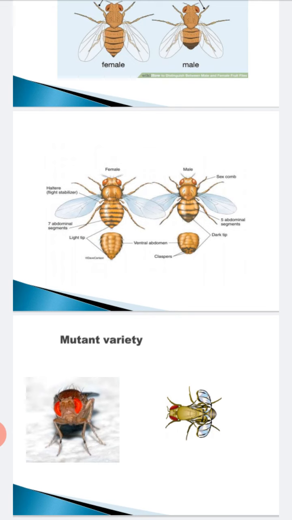So knowing the difference between the male and the female Drosophila, you will be able to study further the mutant character, the theory of inheritance of acquired characters, and it will be easy to study genetics using these model organisms. Why Morgan worked on this, I hope you have understood.